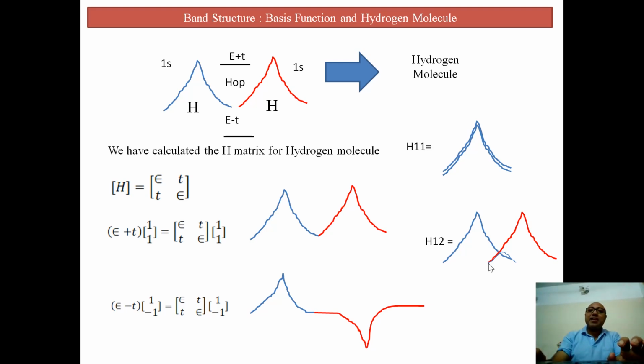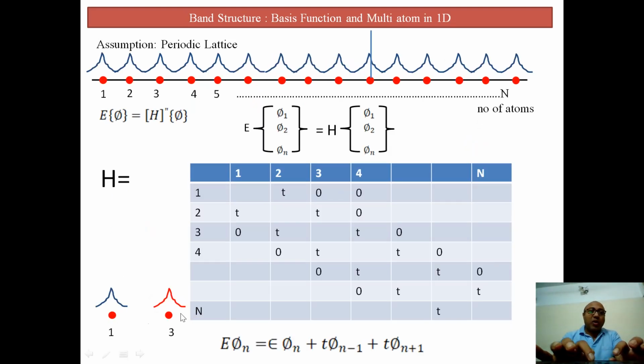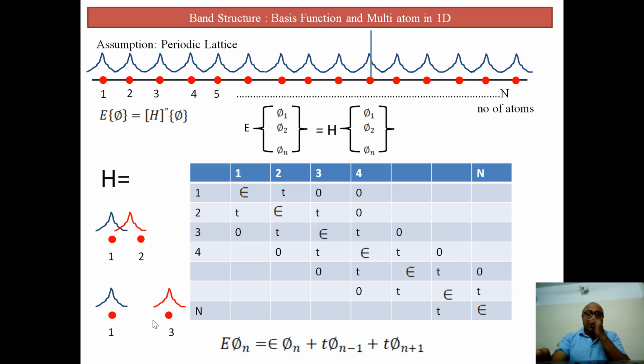But the problem arises with H13, where atom 2 is missing in between. So what is the overlap area? There is no overlap, because H1 is here. So for H13 the component is 0, because one wave function is here and another wave function is there. Definitely there is no overlap area, and so the contribution of H13 is 0. Here also we have done the same thing.